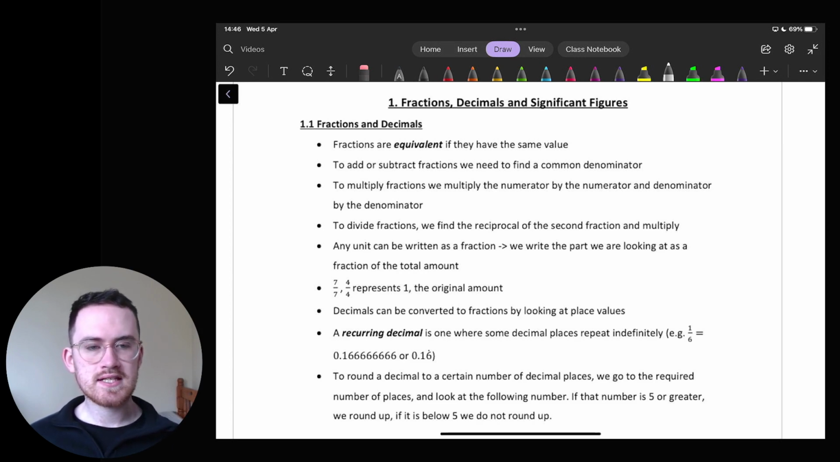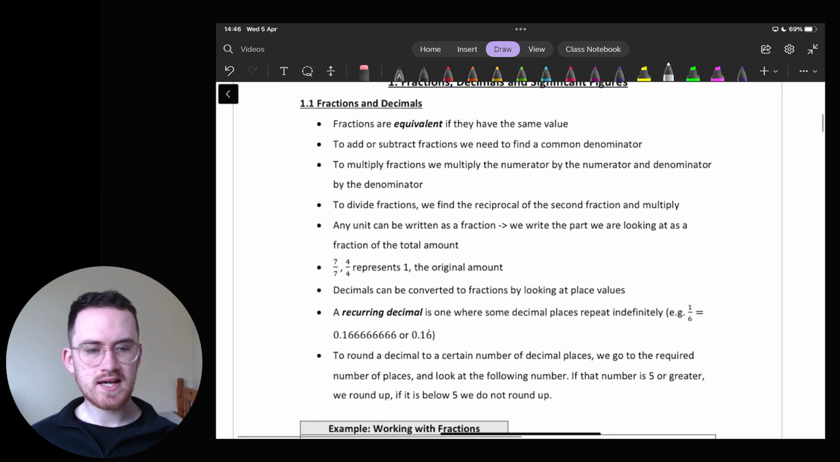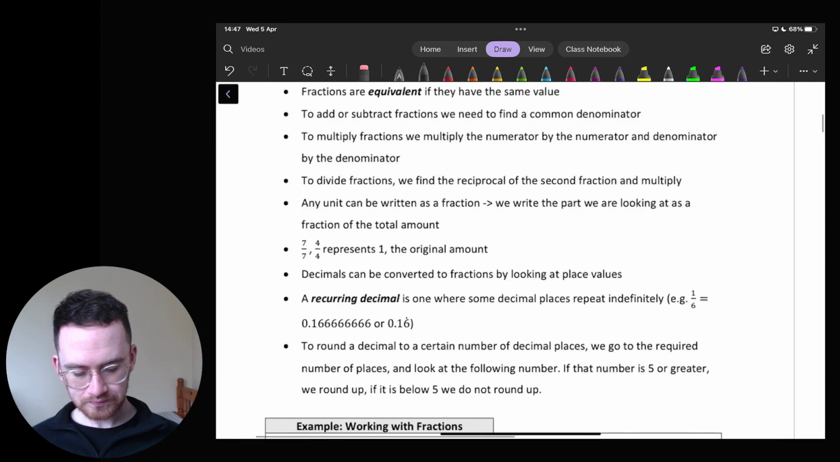A recurring decimal is one where some decimal places repeat indefinitely. So I skipped over the second one as well, we'll go back to that. A recurring decimal is one like 1 over 6, which becomes 0.1666666, or just 0.16 with the little dot. And the little dot just means recurring. So that's this little dot here.